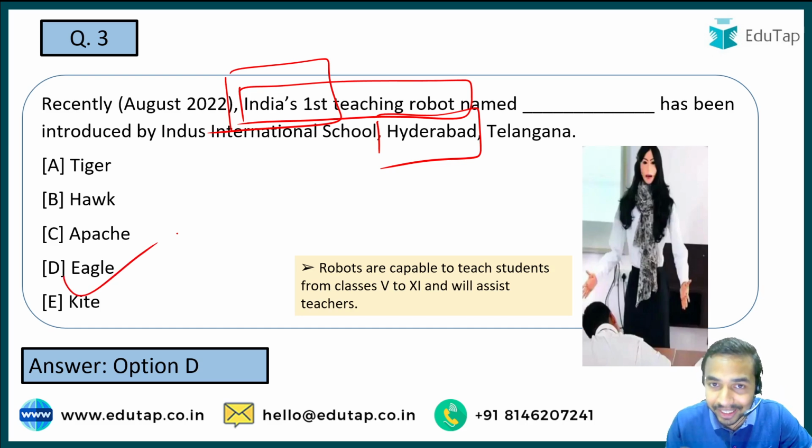Here you can see that this robot is capable of teaching students from class 5th to 11th, and it is also going to assist the teachers in teaching. That is why Eagle is the right answer for India's first teaching robot. I hope this is clear.